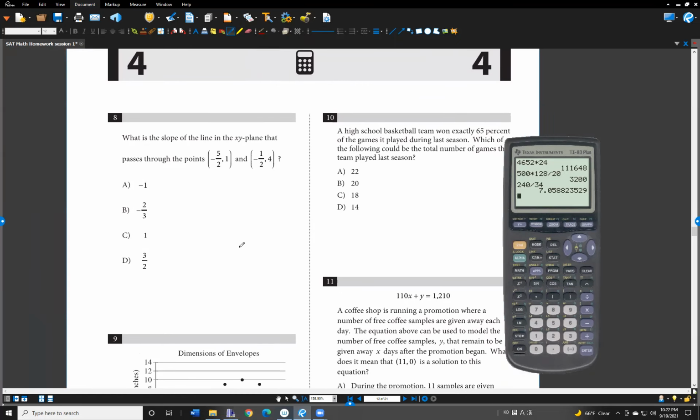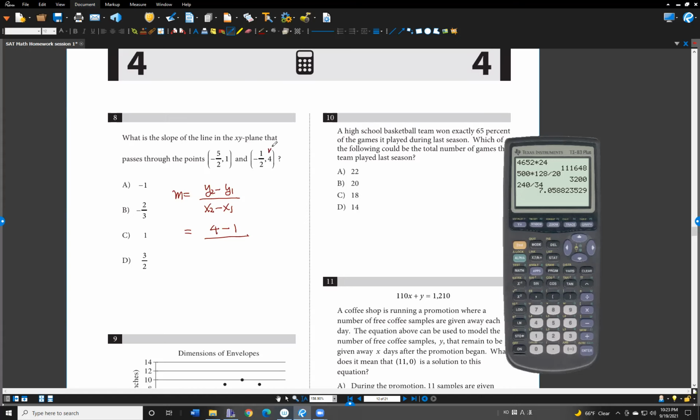All right, number 8, slope. Slope is y2 minus y1, I'm going to write down over here, over x2 minus x1. y2 minus y1, 4 minus 1. Okay, don't mix up x and y. The change in y goes in the numerator, the change in x goes to the denominator.